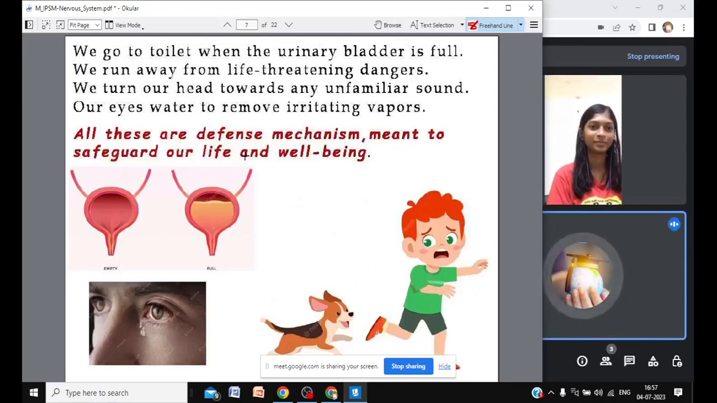Correct. So there are other things, like we go to the toilet when the urinary bladder is full. You can see that here the urinary bladder is empty, then we don't go to the toilet. Here the urinary bladder is full, so at this time we get the feeling that we must go to the toilet. So when the urinary bladder is full, the brain sends a message that you must go to the toilet.